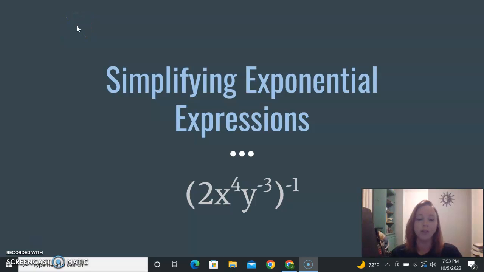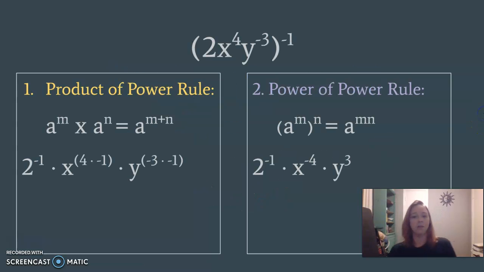So I'm going to show us how to simplify this exponential expression. I was given (2x^4 y^-3)^-1. So that takes us to our first rule of simplifying this expression, and that's the product of powers rule. That states that a^m times a^n equals a^(m+n).